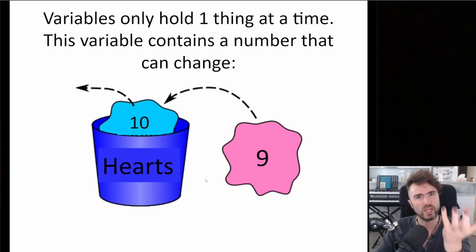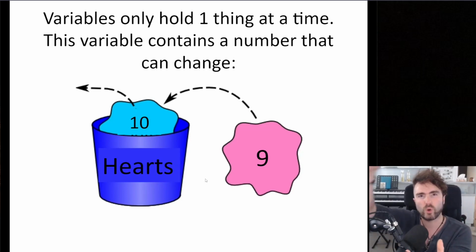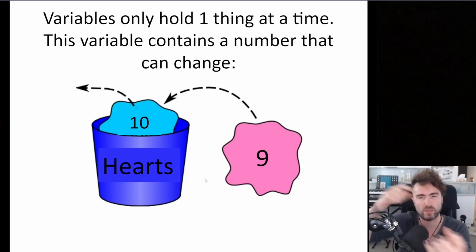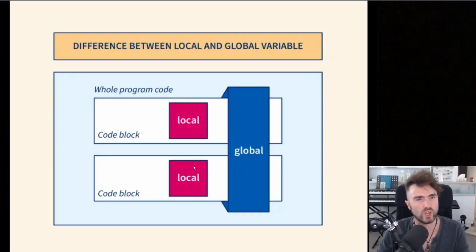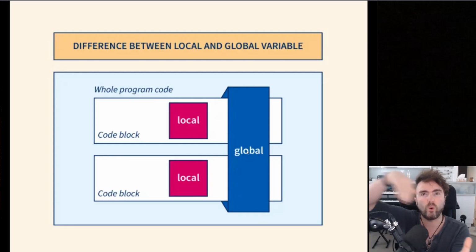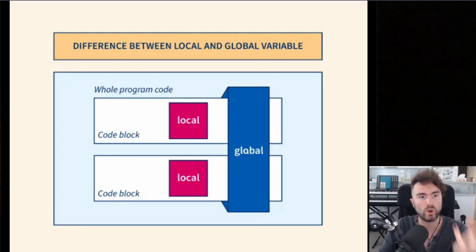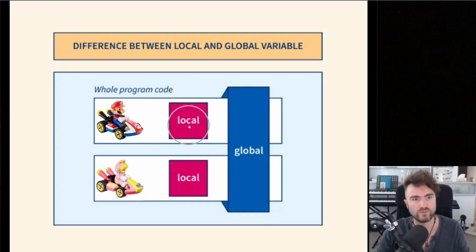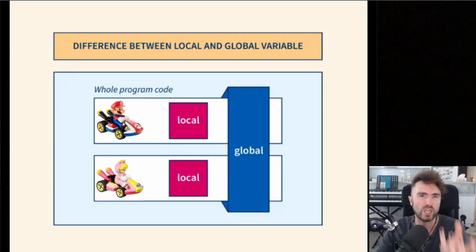Remember, the variable is the magical box, but it can only hold one thing at a time. Why are these things related to each other? Well, variables can either be global or local. A global variable can be accessed by all of the sprites and all of the clones, but there's only one of them. And if you have a local variable, then that variable only exists for an individual sprite or an individual clone.